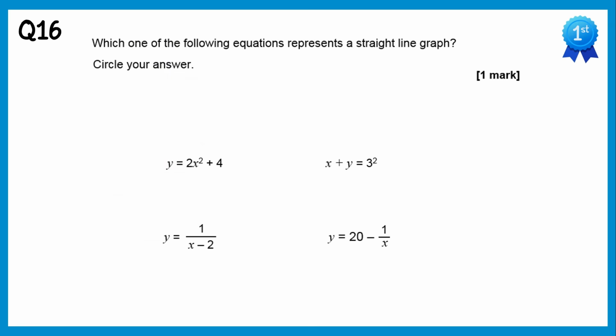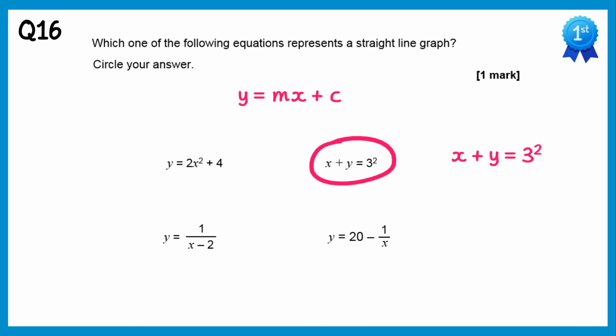For this question, we need to try and find out which equation represents a straight line. Straight line graphs can always be written in the form y equals mx plus c. The answer turns out to be this one. If we write x plus y equals 3 squared, which is just 9, so it's x plus y equals 9. If we then subtract x from both sides, we get y equals minus x plus 9, which is in the correct form.